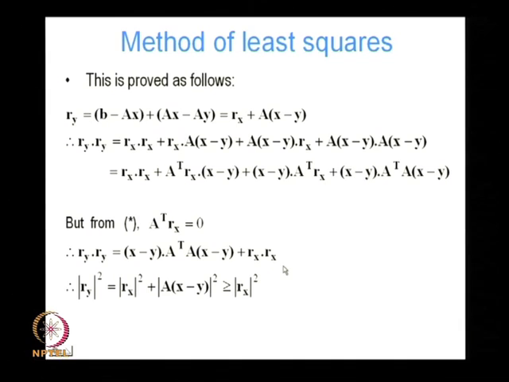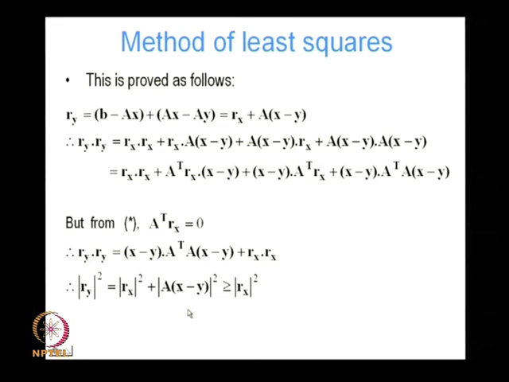We again treat this as a vector: (x minus y) A transpose A (x minus y) I can write as A(x minus y) dotted with A(x minus y). It is as if I am taking the inner product of the vector A(x minus y) with itself, and that I can write as the norm of A(x minus y) squared. Since this is not going to be 0 for x not equal to y, we can say that the norm of ry squared is always going to be greater than the norm of rx squared, because this term is not going to be 0.